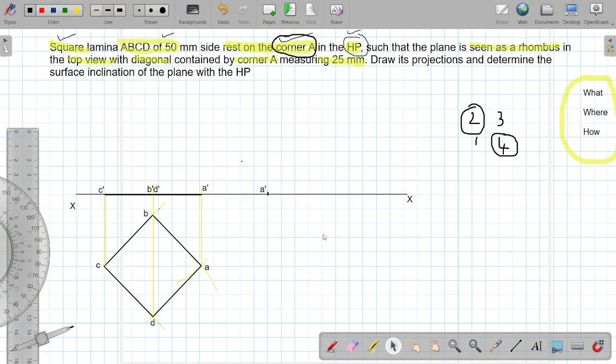In step 4, this particular part will be seen as a rhombus in the top view, with the diagonal contained by the corner. Now again the important part: which diagonal? The diagonal contained by corner A. So if I make this diagonal here, this diagonal is this one from point A to point C. Now this diagonal should be measuring 25 mm only in the right-hand side part.